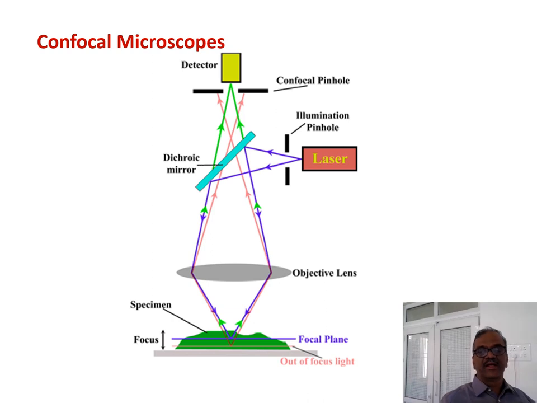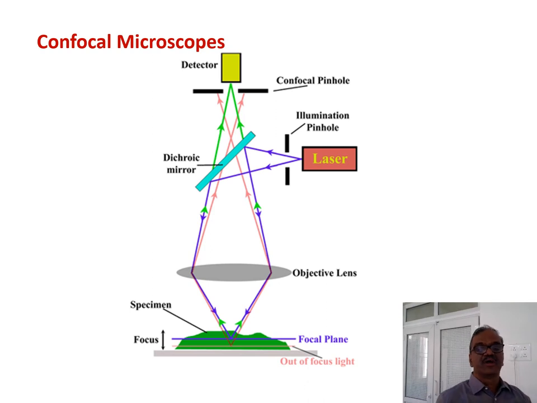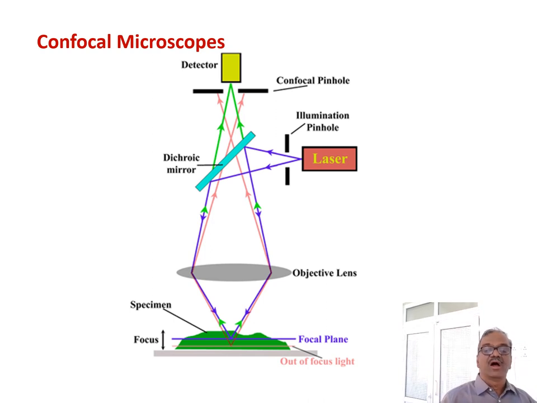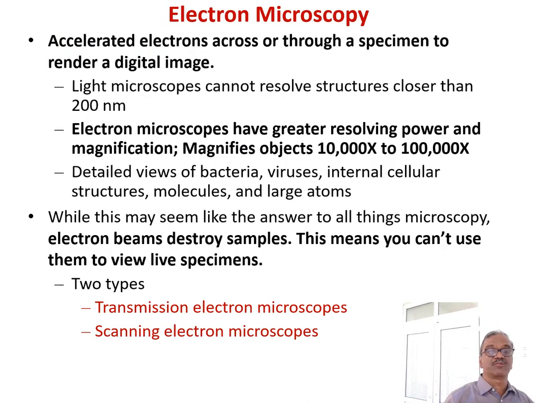So this is the diagram showing how the detector takes the digitized image. You can see a first focal plane where the specimen is kept, and through the objective lens, here the laser is directed. Then the laser goes through the pinhole and there is a mirror, and with that they are able to make an image, and with the confocal pinhole, it is connected to the detector. The detector has the digitized image. So this is in the case of confocal.